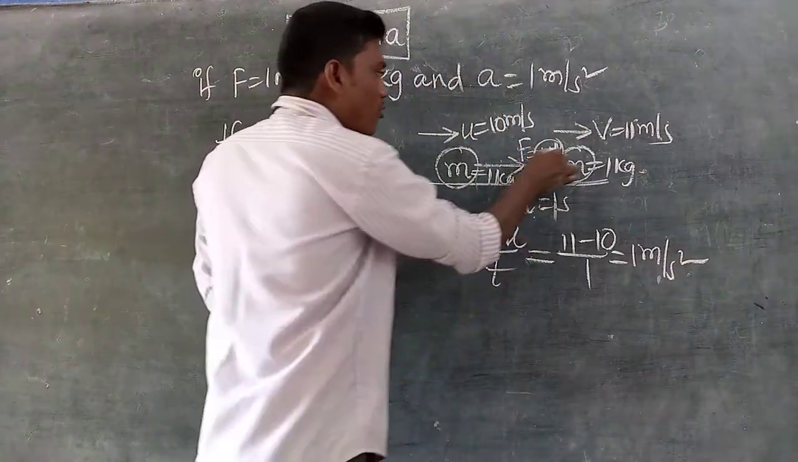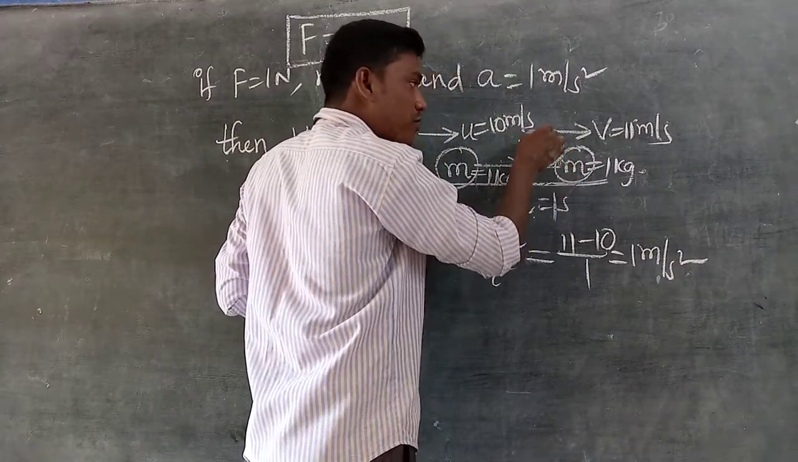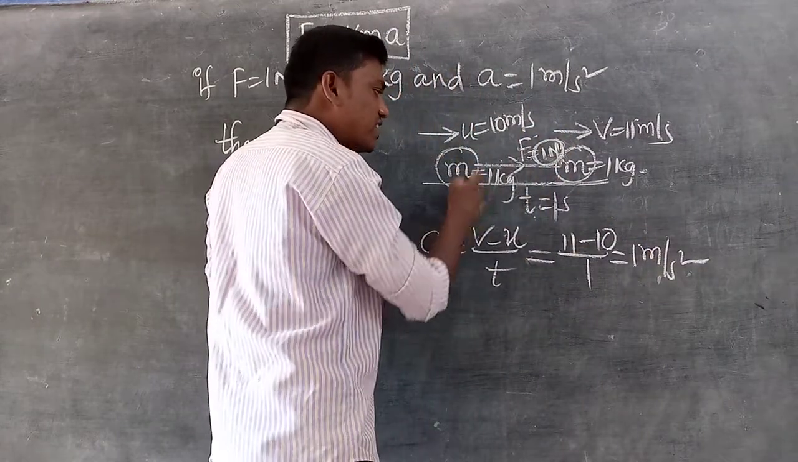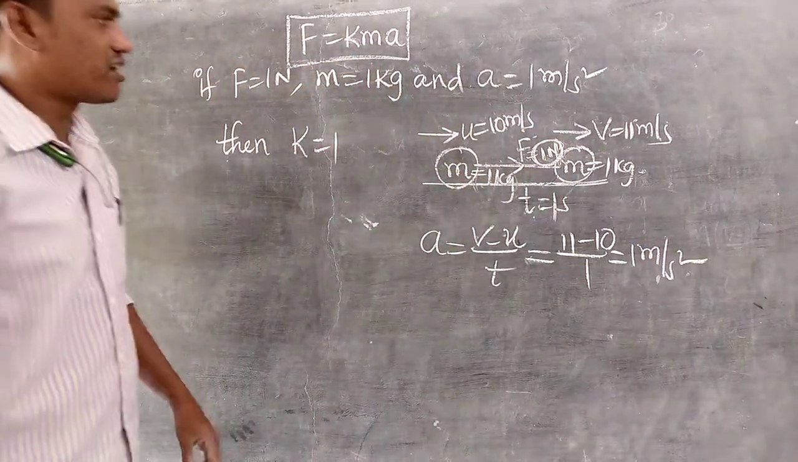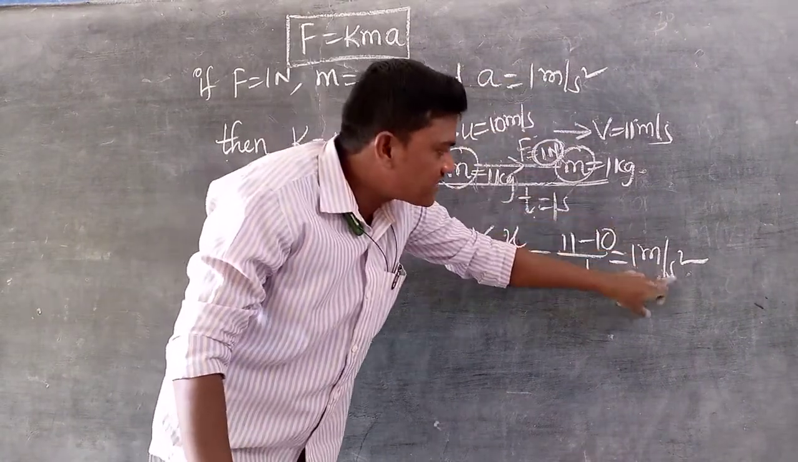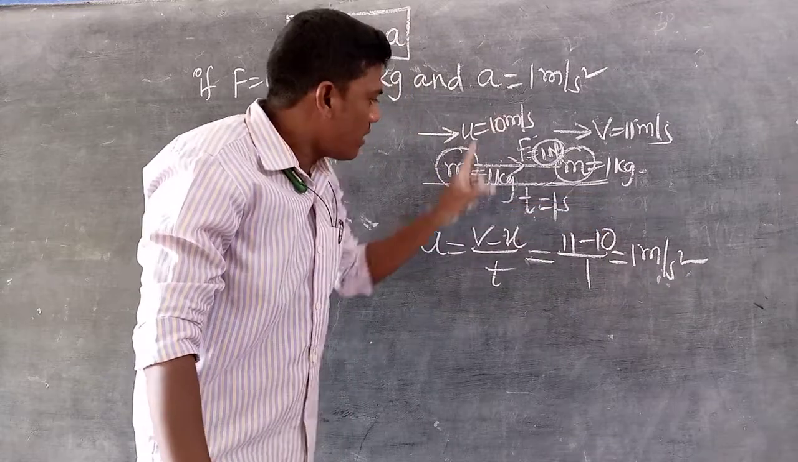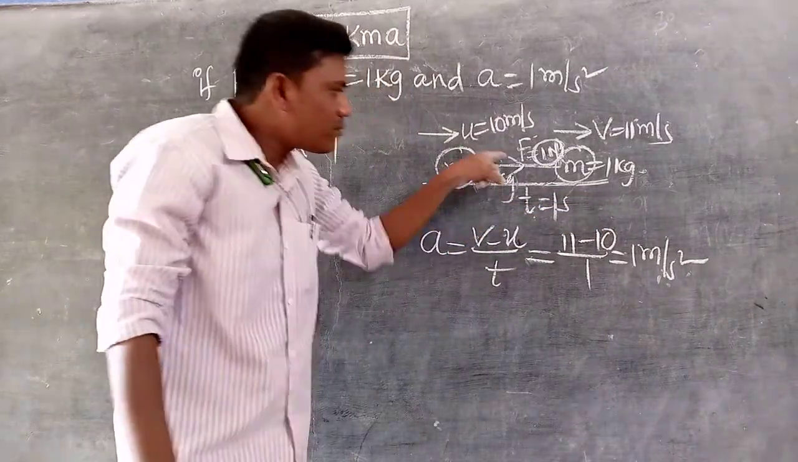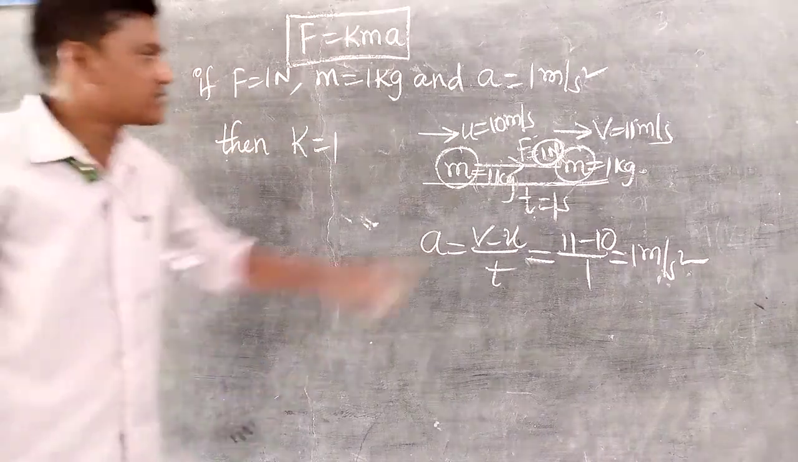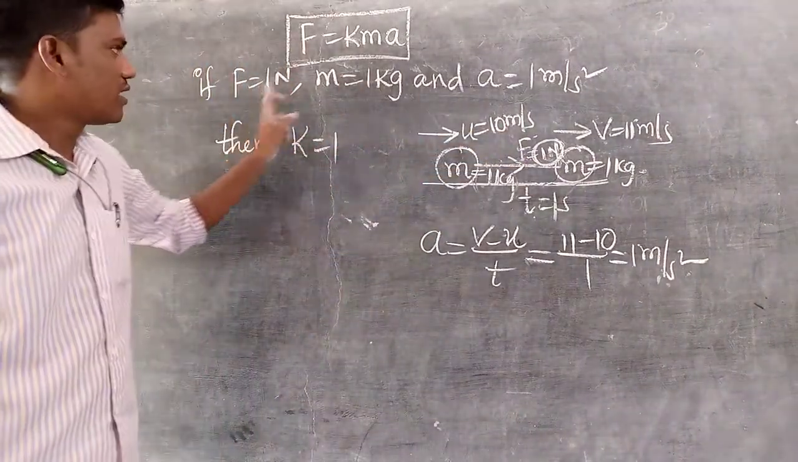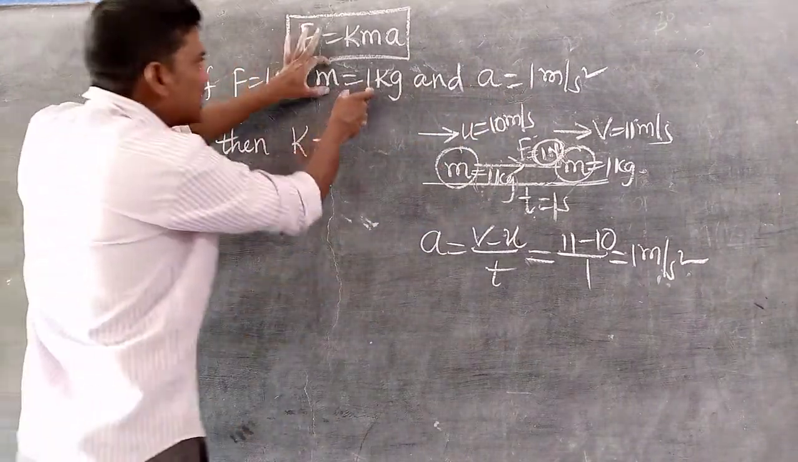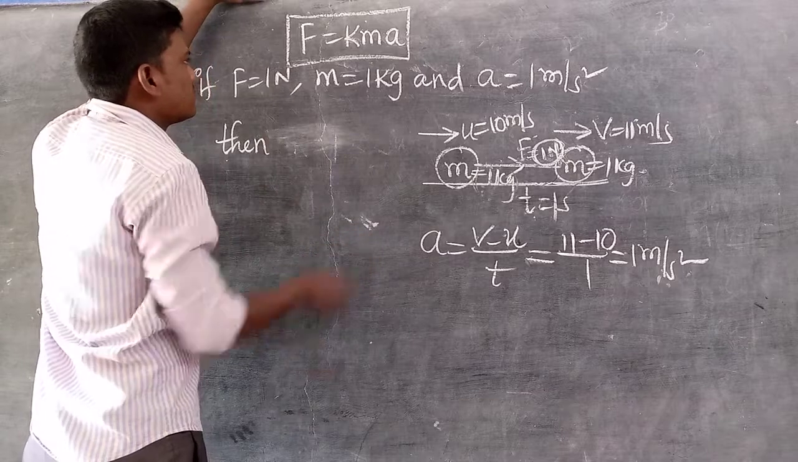So it's nothing but 1 Newton force producing 1 meter per second square acceleration on a body of 1 kg mass. Listen very carefully. 1 Newton force produces 1 meter per second square acceleration on how much mass of the body? 1 kg mass of the body. During such a condition, k is equal to 1 because F equals 1 Newton, m equals 1 kg and a is 1.